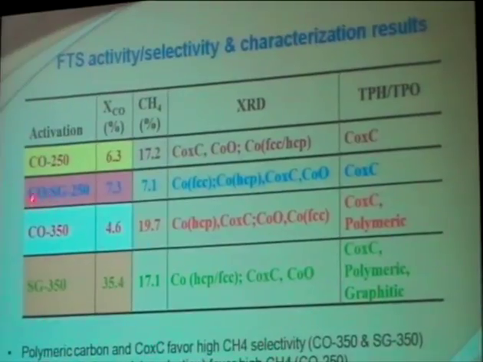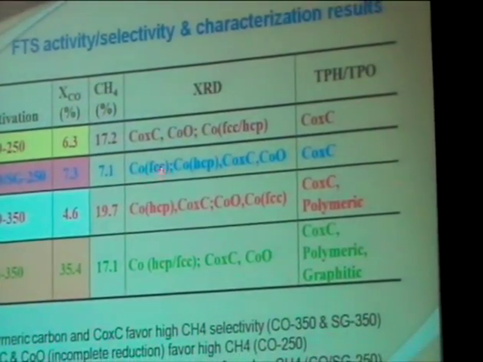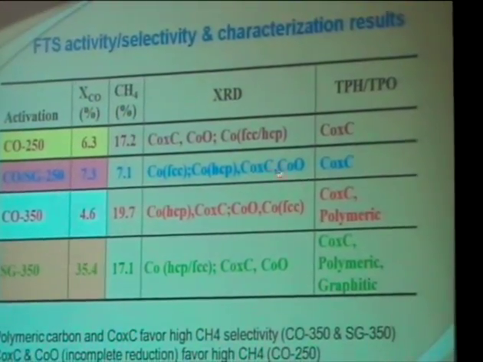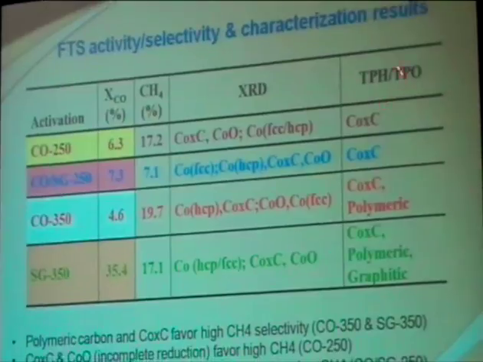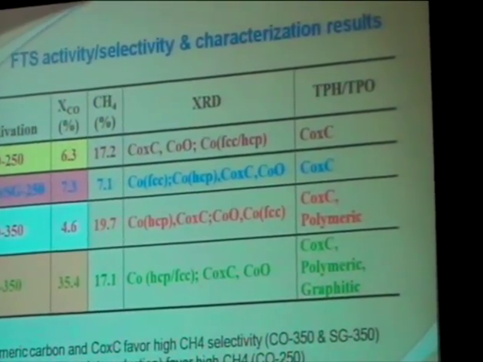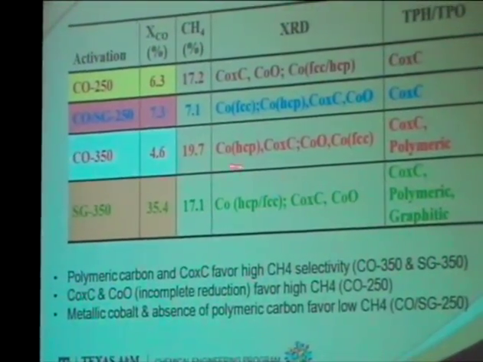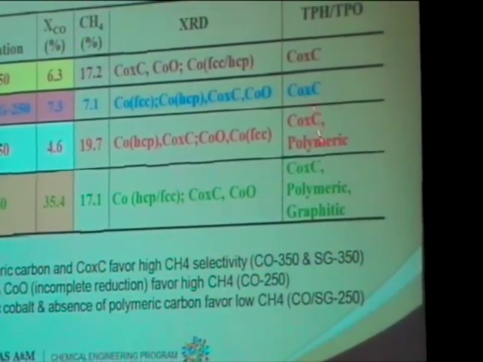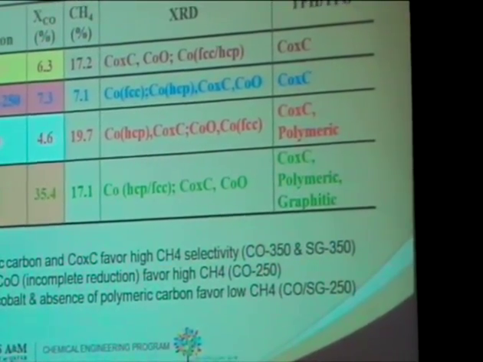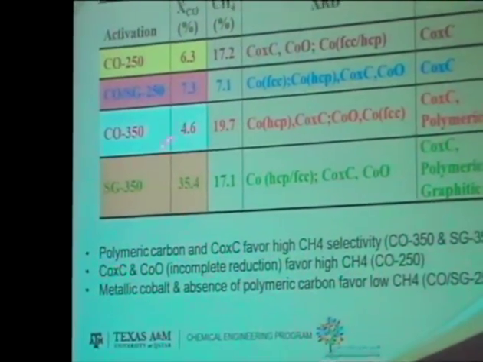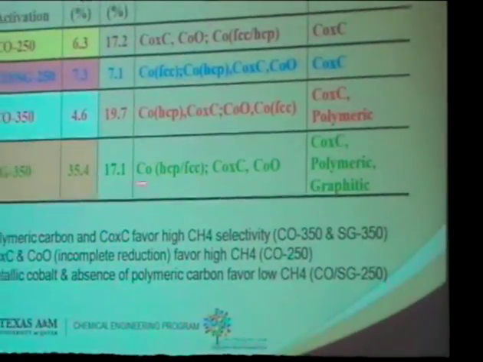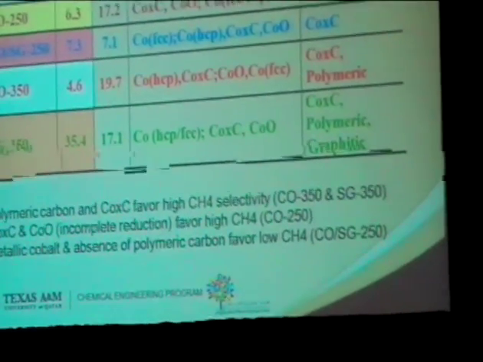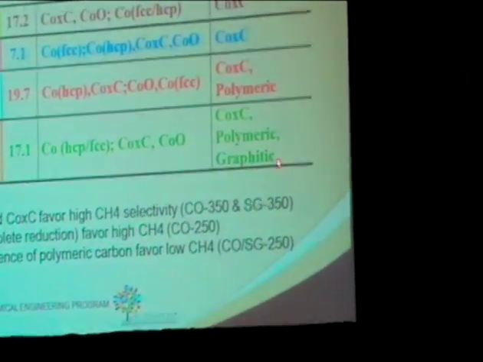With syngas following, we form some metallic cobalt, which is the dominant one, and a little bit of hexagonal. We still have some carbides and oxide, and in TPH you have carbide. When we do CO350, the dominant phases are hexagonal cobalt and carbide, and we find carbide and polymeric carbon. And the one which gives us the highest activity, we find predominantly cobalt, both types, hexagonal and cubic, and some carbide. With that one, we have polymeric and even graphitic carbon.